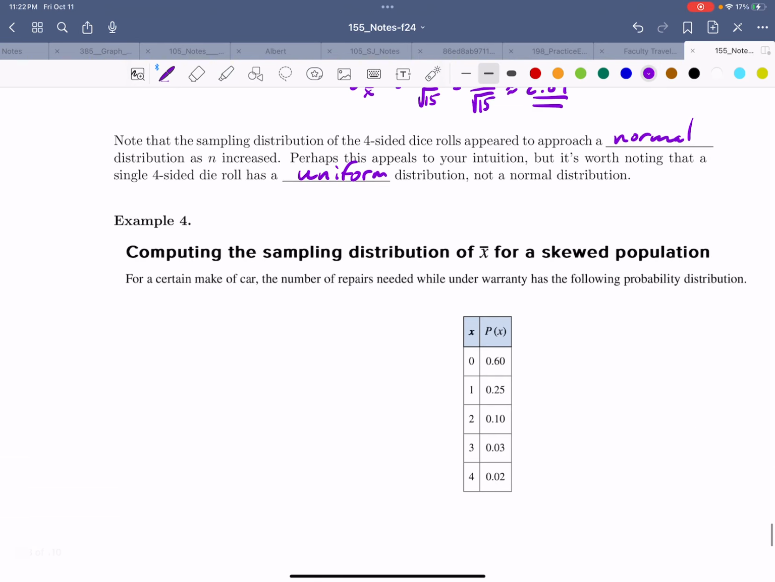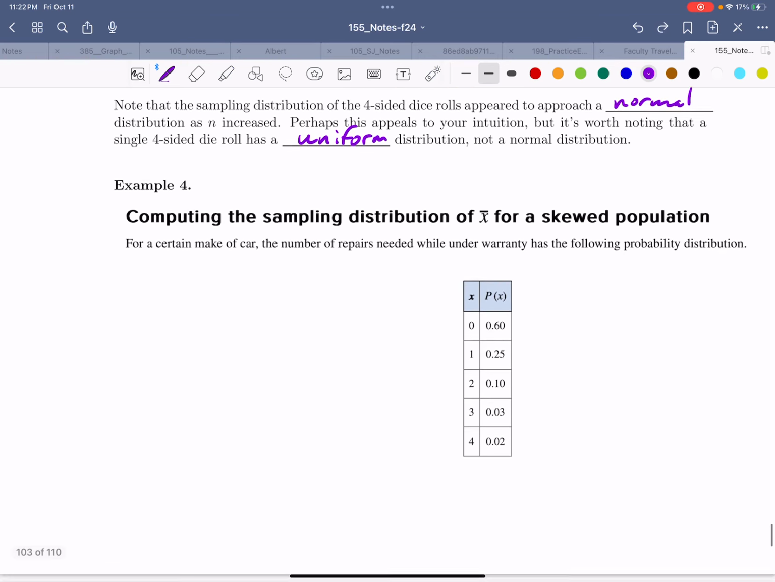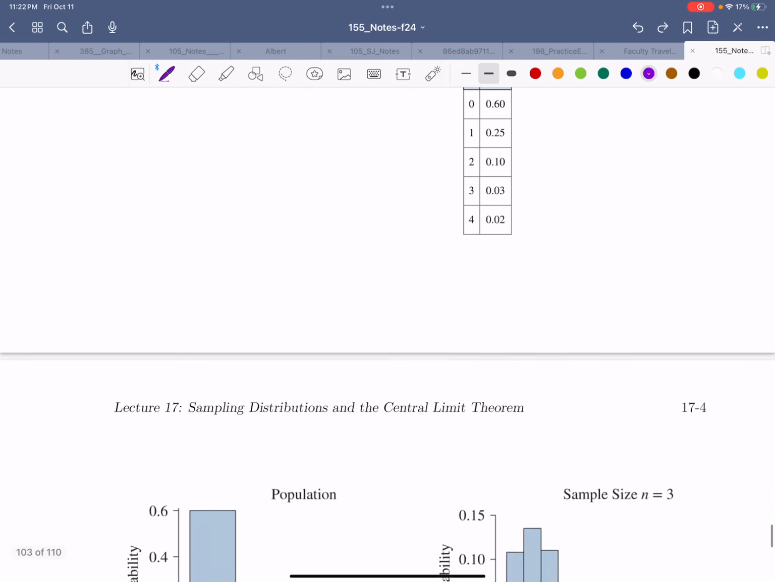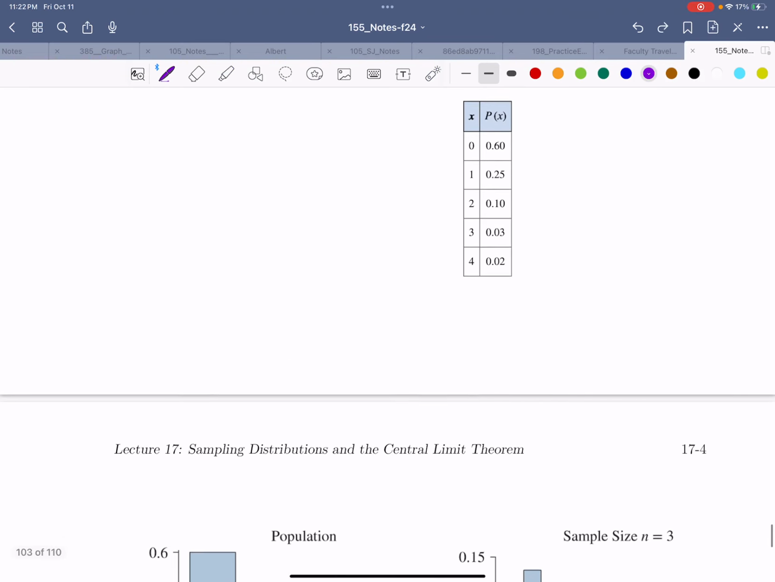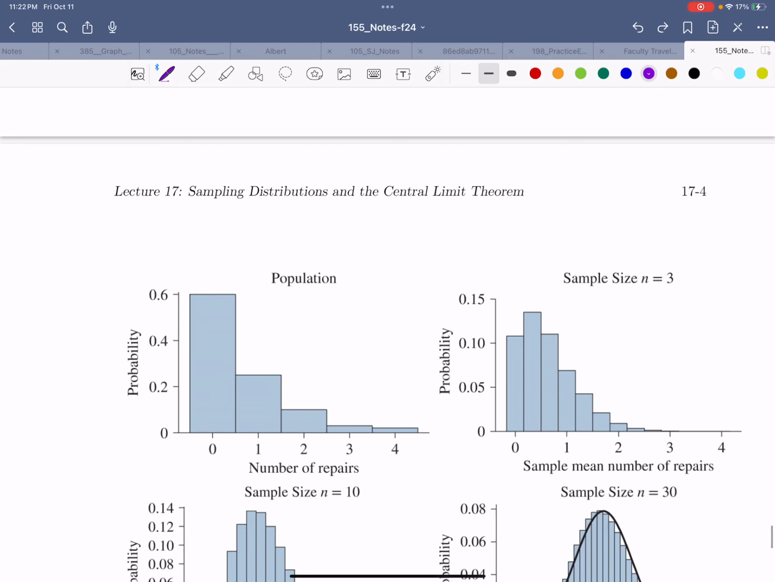For a certain make of car, the number of repairs needed while under warranty has the following distribution. Most of the time, while a car is under warranty, let's say its first 3 years, it needs 0 repairs. A quarter of the time, it needs 1 repair. 1/10 of the time, it needs 2. And very small proportions of the time, it needs 3 or 4. So this is a clearly right-skewed distribution. This is a histogram of the frequency table, that probability distribution.